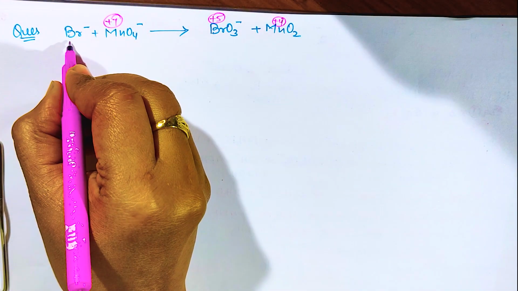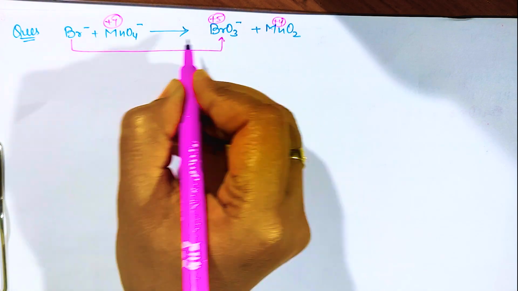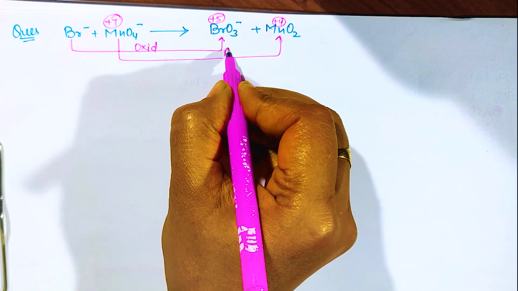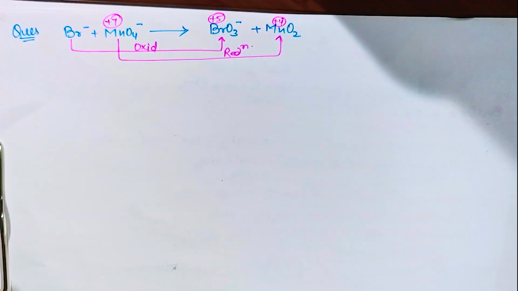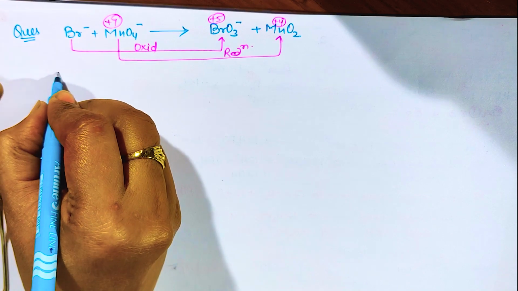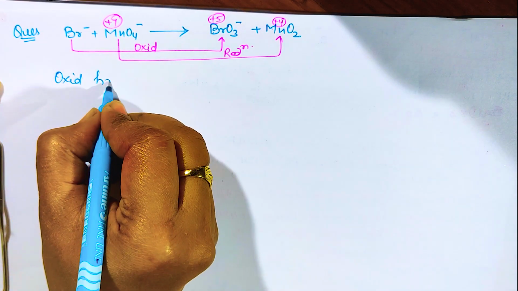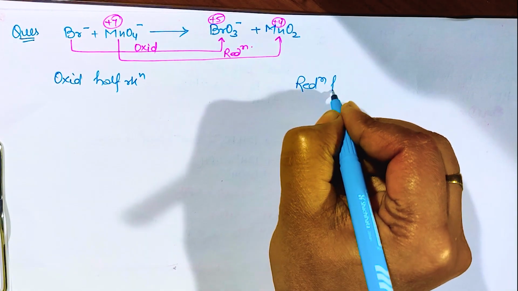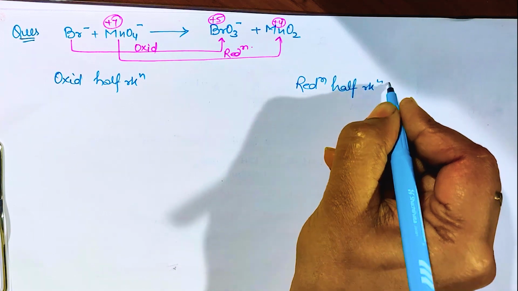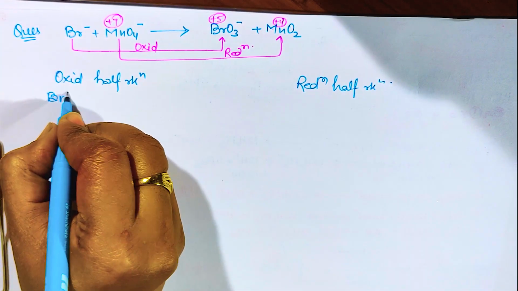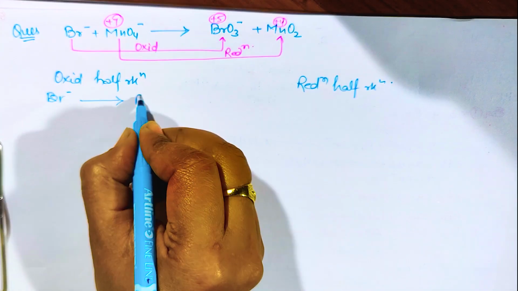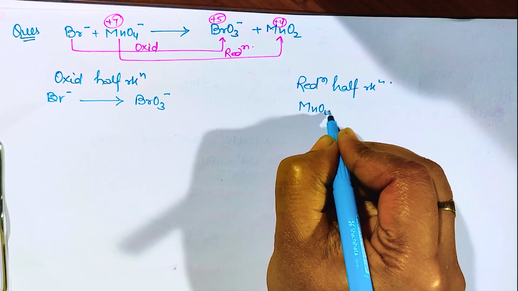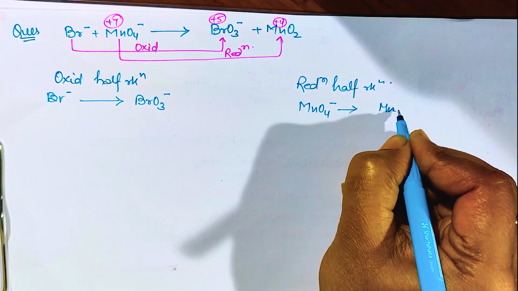So now find the oxidation and reduction. This is Br minus to Br +5, that means it is undergoing oxidation, and this is +7 to +4, that means it is reduction. So just write the oxidation half reaction and then the reduction half reaction. The oxidation half reaction is Br minus changing into BrO3 minus, and the reduction half reaction is MnO4 minus changing into MnO2 minus.